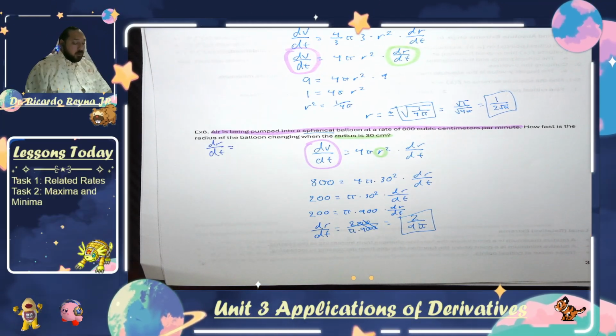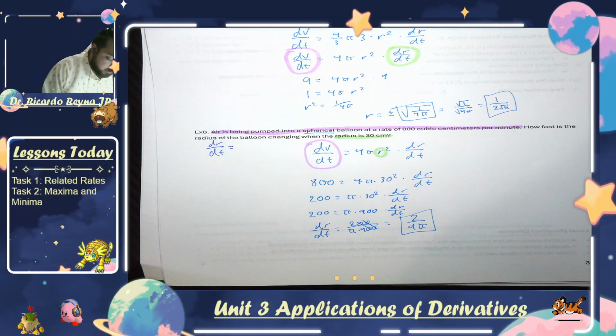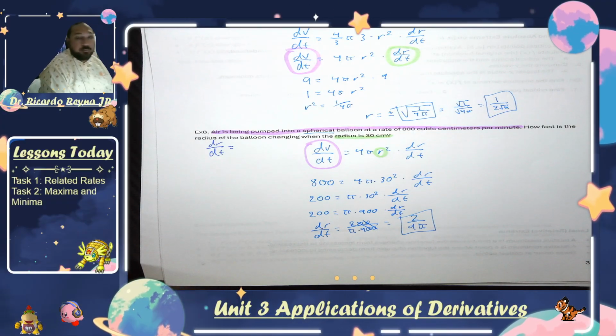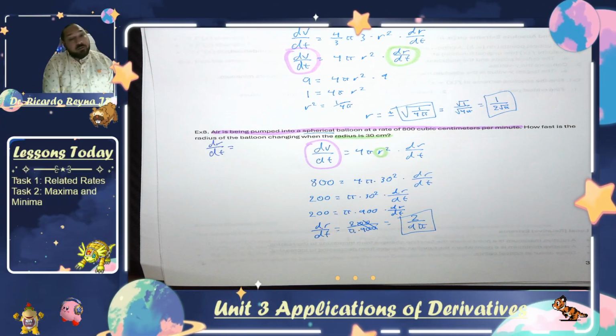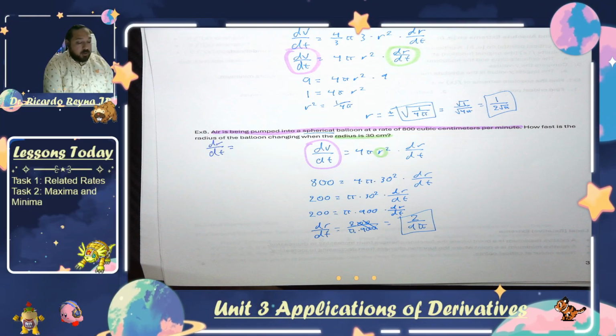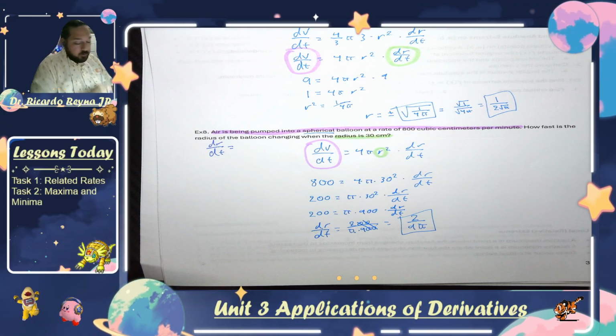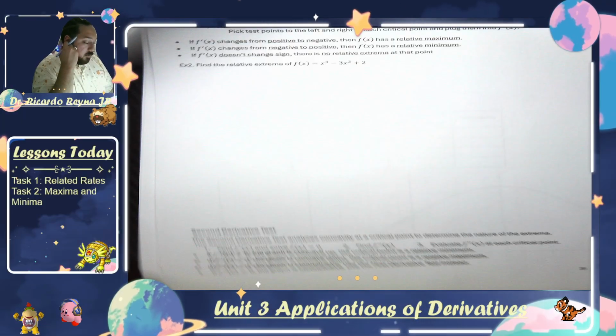And that's my answer. The radius of the balloon is changing at a rate of 2 over 9 pi. Okie doke. That's pretty straightforward from here. The homework is what's really going to challenge you. Okay. Let's move on to the next one.